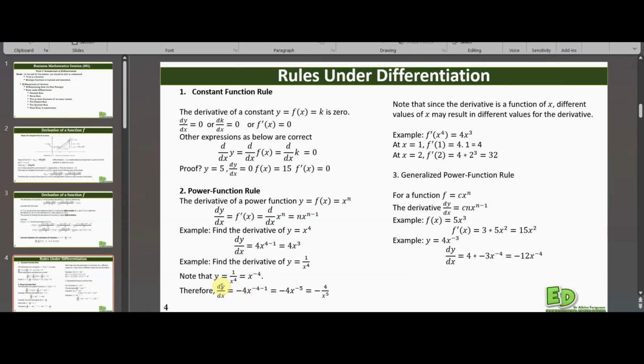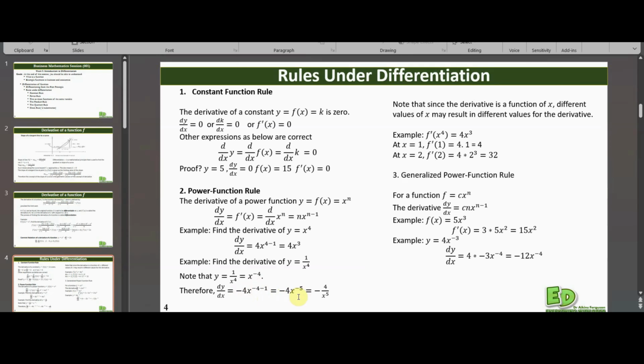So we would say that dy over dx, because you have y here, isn't it? So dy over dx, the differential of y with respect to x, is equal to negative 4x to the power negative 4 minus 1. Multiply by the power, reduce the power by 1. The coefficient of 1 here multiplied by the power negative 4 gives us negative 4. Then x raised to the power negative 4 minus 1. That gives us negative 4x to the power negative 5.